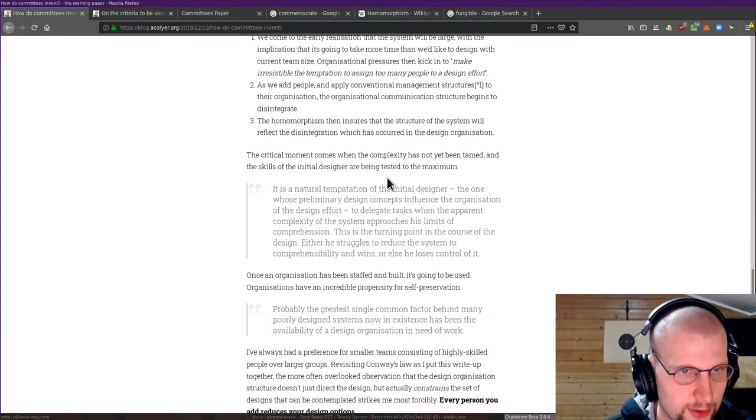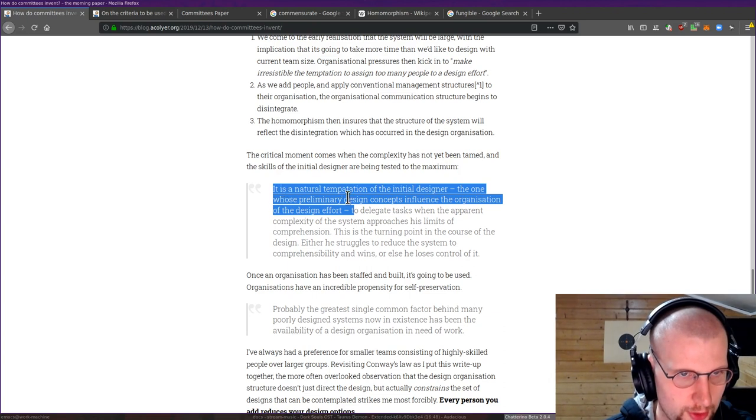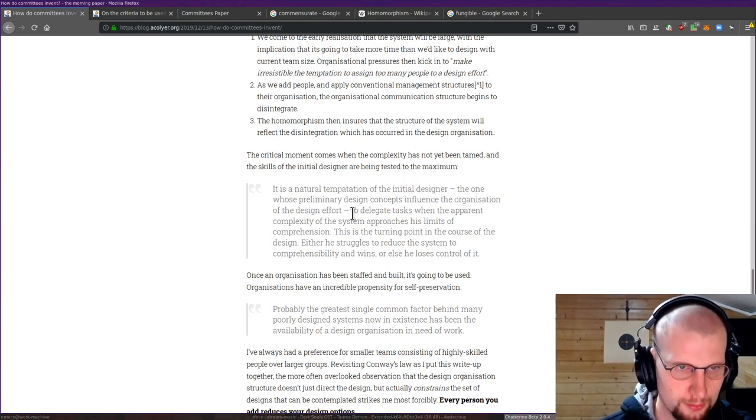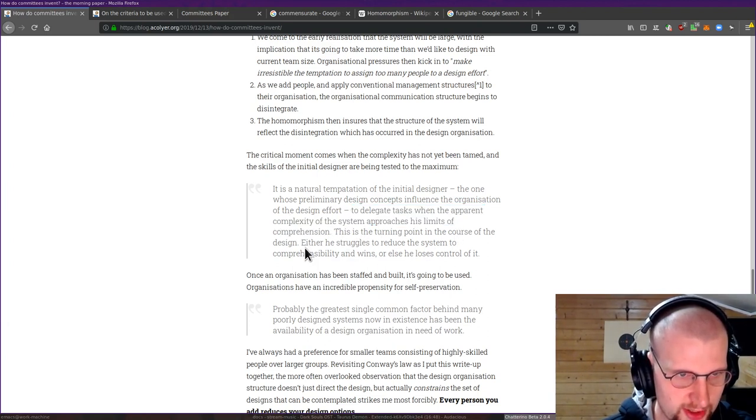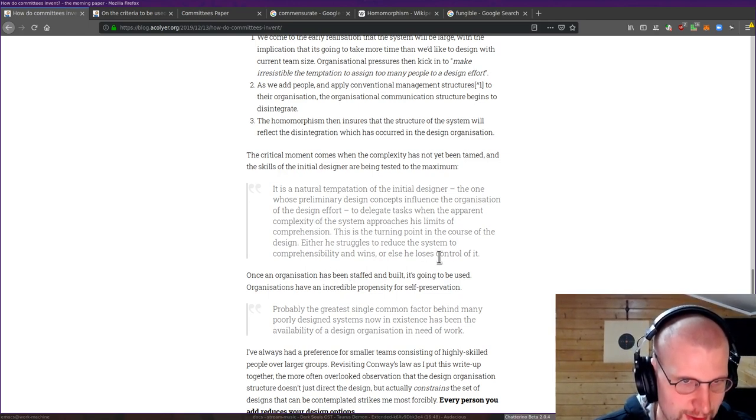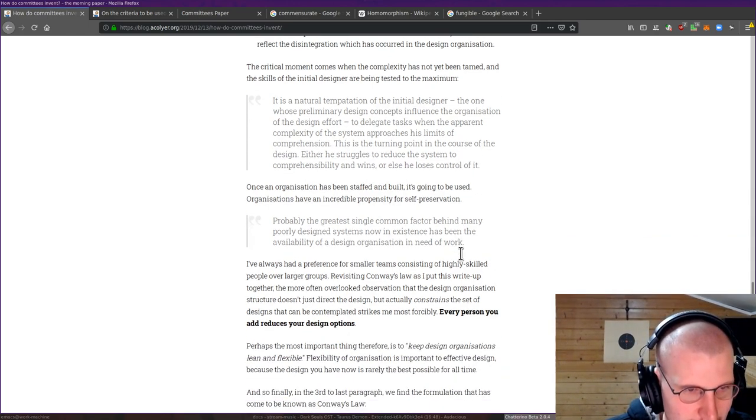So then there's a critical moment where the designer needs to start delegating, right? Because he is being put under pressure to do more and he can't handle this on his own. So he delegates tasks when the apparent complexity of the system approaches the limit of comprehension. This is the turning point in the course of the design. Either he struggles to reduce the system to comprehensibility and wins, or else he loses control of it. And I actually have done this. I have delegated and lost control of a part of a system. How unfortunate.